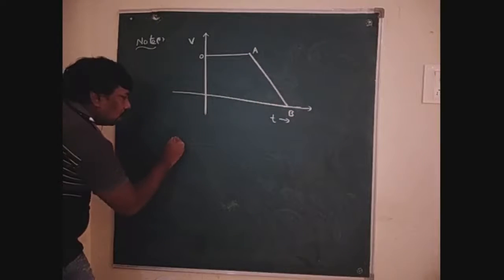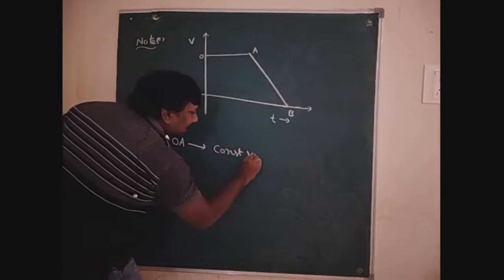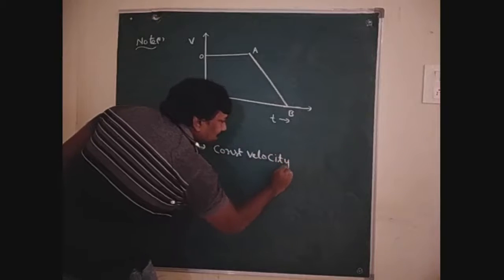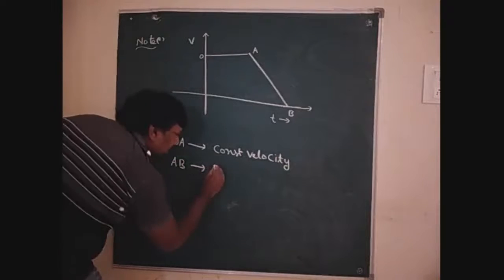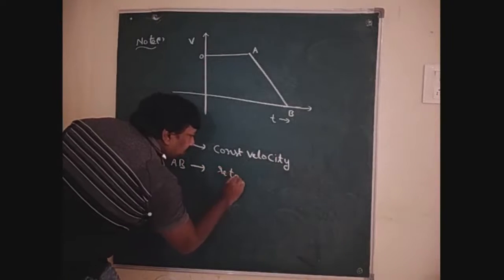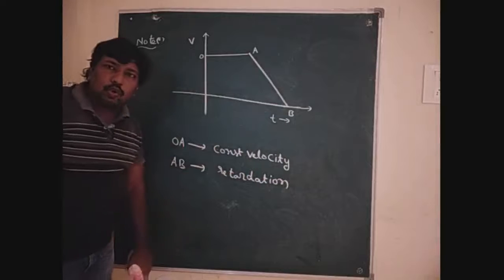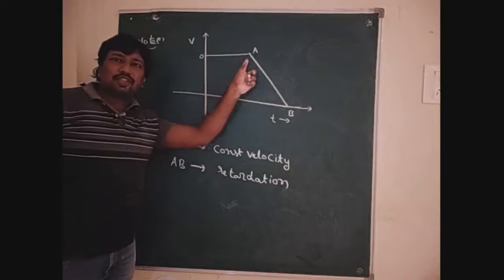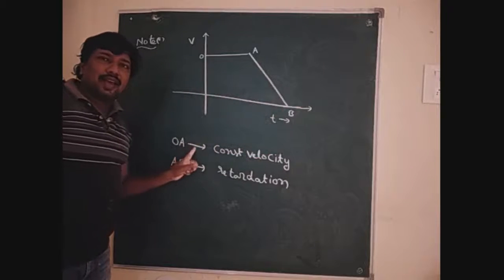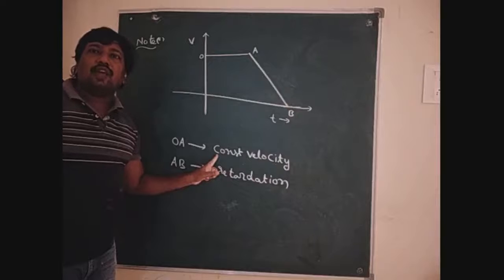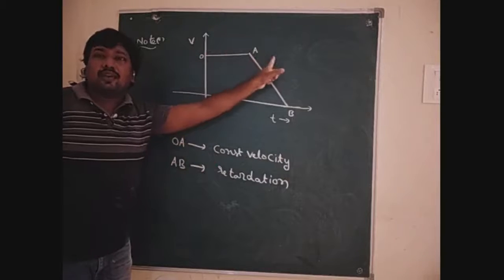In this situation, the OA line represents constant velocity, but the AB line represents retardation, that means negative acceleration, because its velocity gradually decreases, its slope is negative. But in the case of the OA line, it is constant velocity. That means the particle is moving with uniform motion on the OA line only.